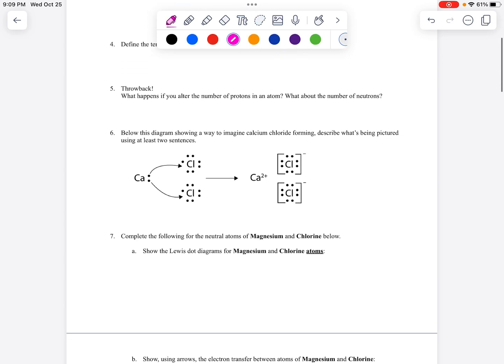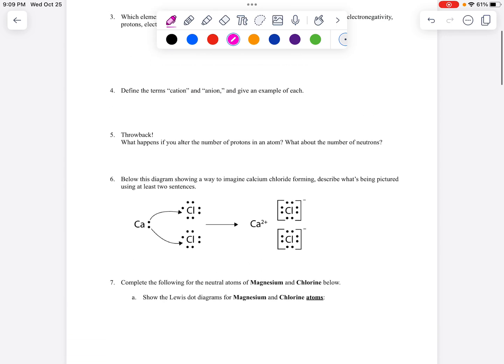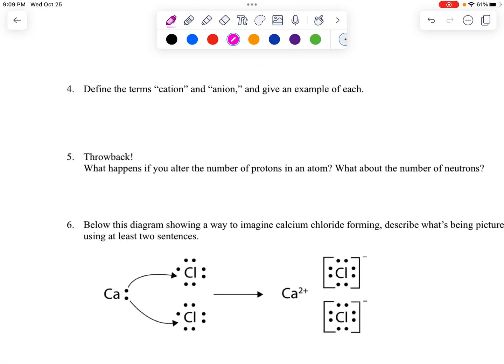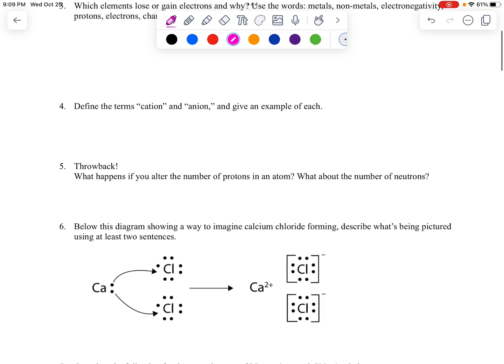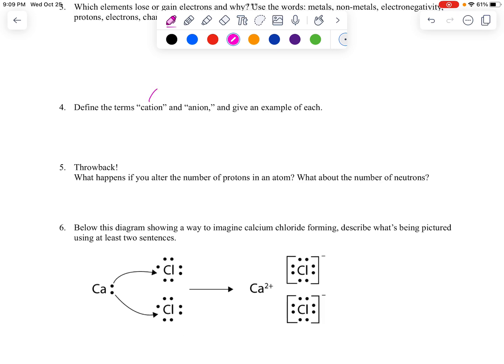Here is cation versus anion. Quick reminder, cats have positive, right? So that's how you remember cations are going to be positively charged. At the same time, anions are going to be negatively charged, okay? How do you gain a positive charge? By losing electrons. And how do you gain a negative charge?